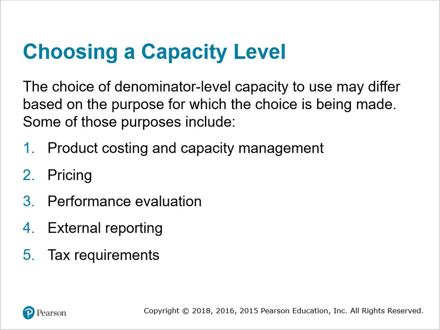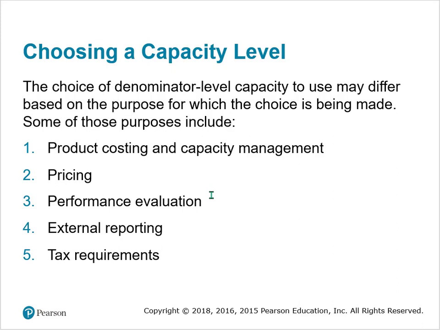So we just discussed the various capacity levels. Now we're looking at how to choose the appropriate one for a particular purpose. We'll review the process for 5 different purposes, including product costing and capacity management, pricing, performance evaluation, external reporting, and tax requirements. And see, that's what we're doing. What cost or what level you use really depends on what you want to use it for.